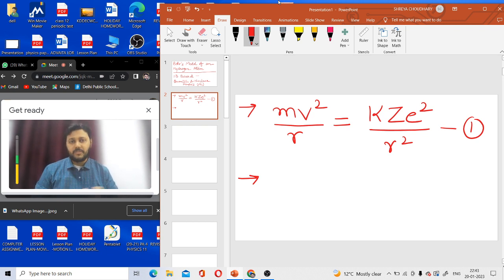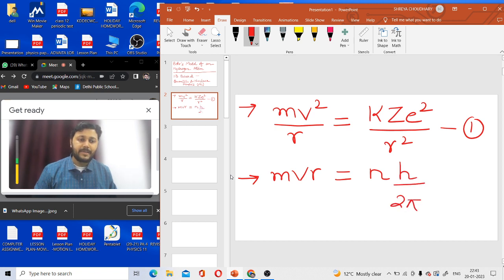I hope I am very clear that the total angular momentum of the electron will be equal to an integral multiple of h upon 2 pi. So the formula of angular momentum is mvr equals n h upon 2 pi, where n is the integer. Equation number 2.